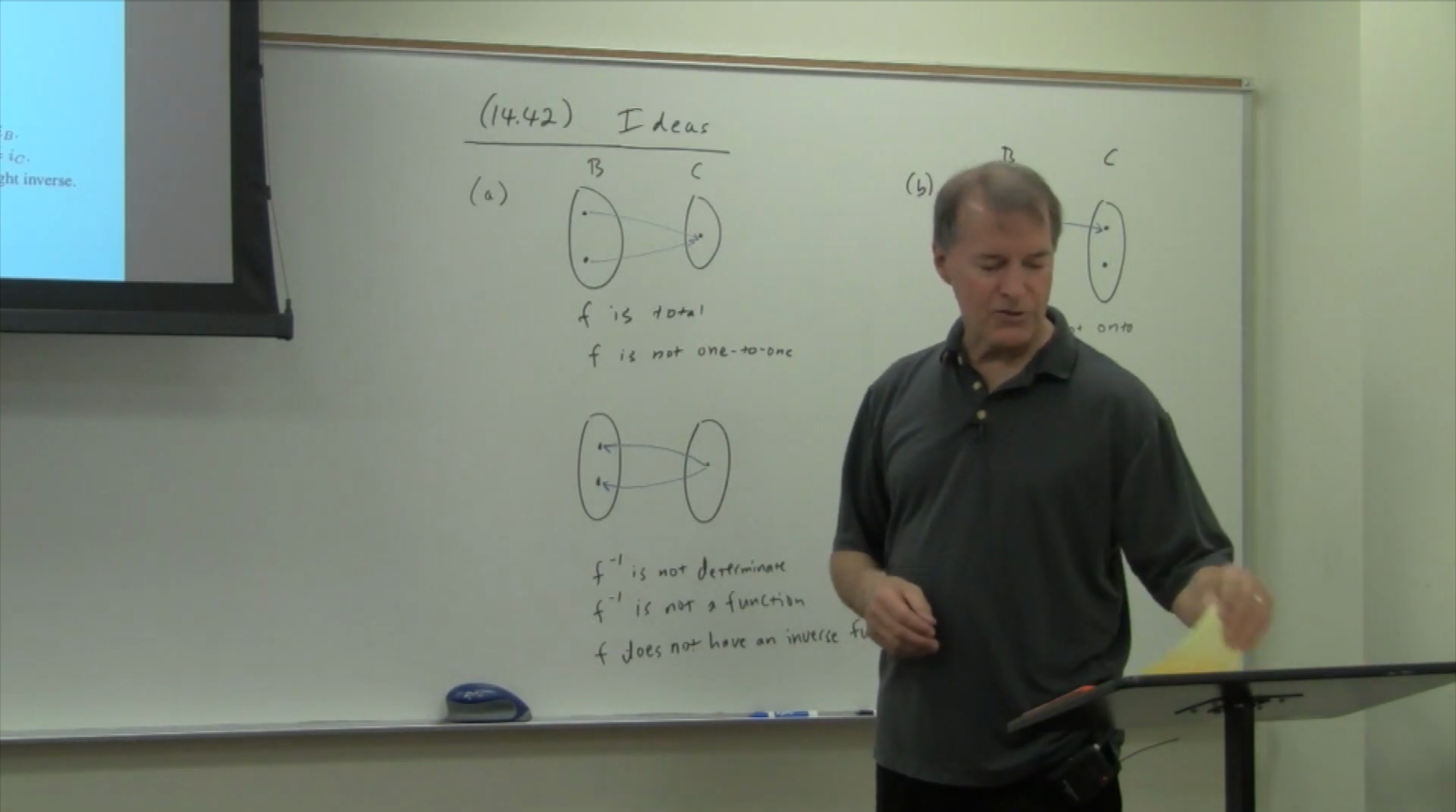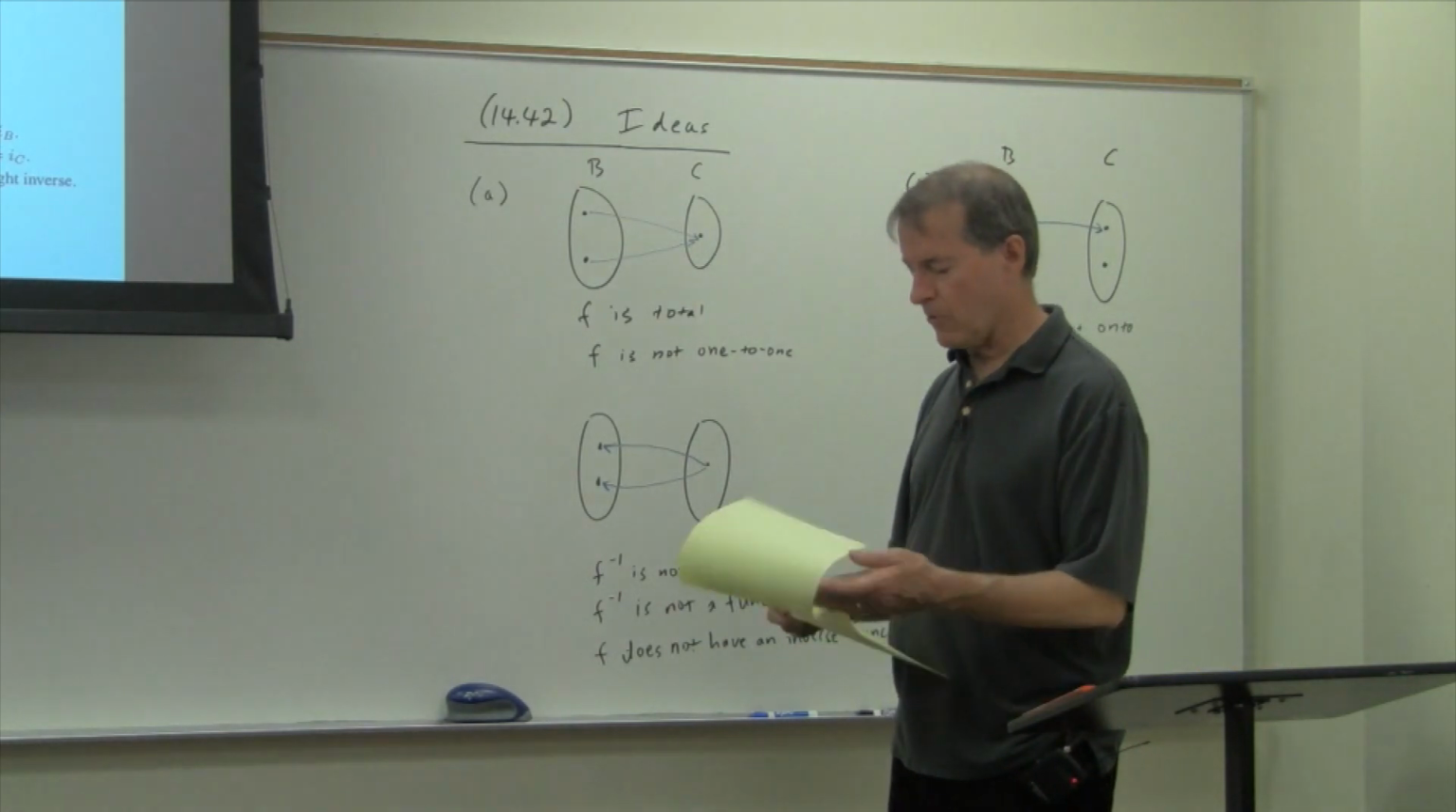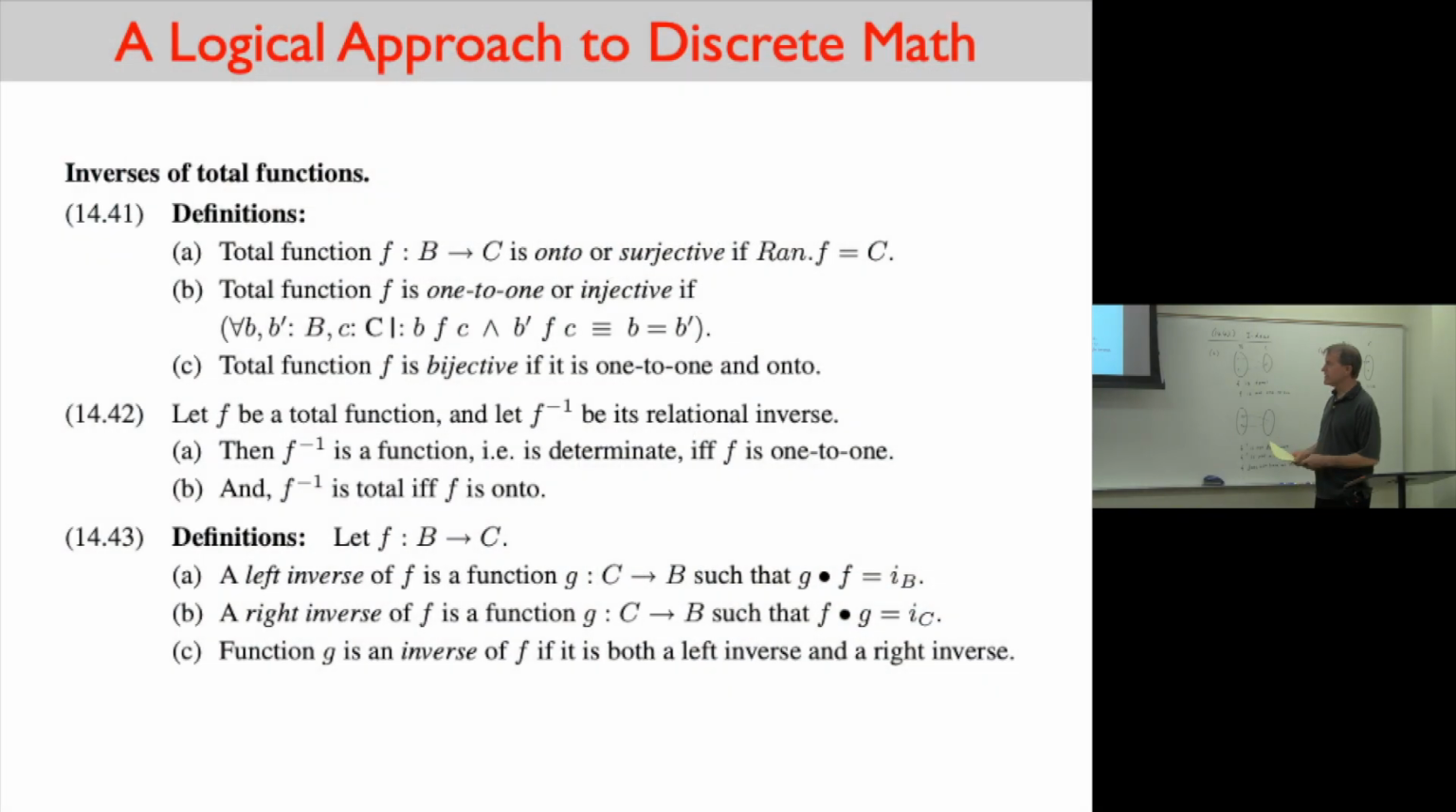All right, and now we want to do one more thing. I want to give you one more example, and this is 14.43. We want to talk about the concept of a left inverse and a right inverse. And then I want to give you an example of how this works. So let's take a look at definition 14.43. It's the concept of inverses.